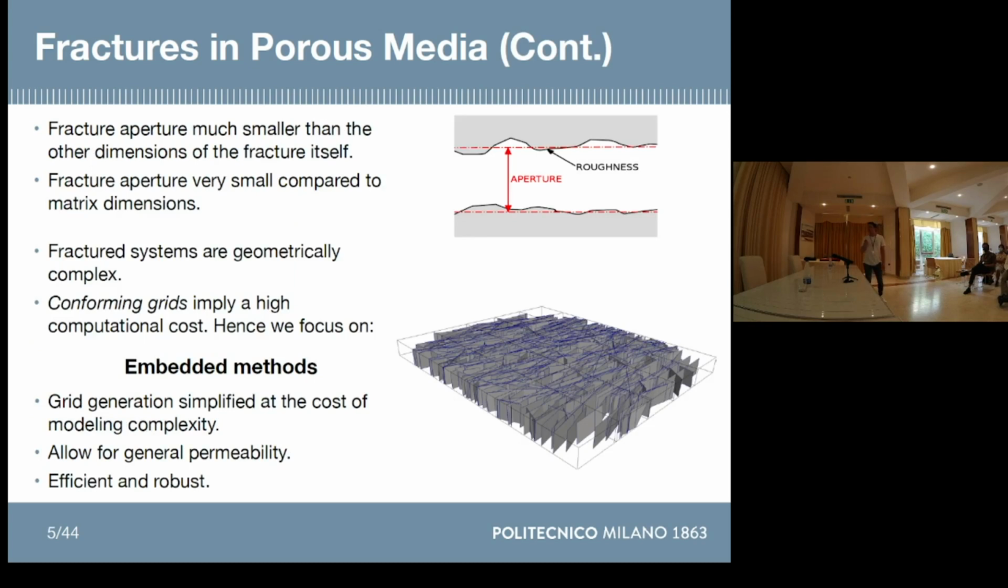The main assumption that is typically made is that the fracture aperture is much smaller than the other dimensions of the fracture itself, for example the extension of the fracture, and it is also very small compared to the scale of the matrix dimensions. Systems are also geometrically complex, as we see in the figure. Typically, these are real fracture systems.